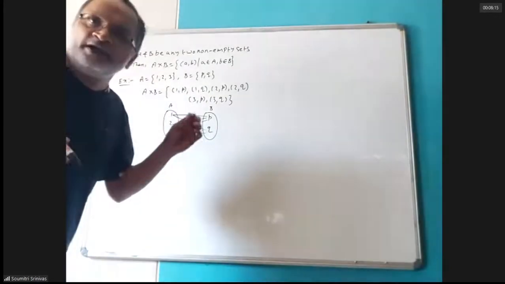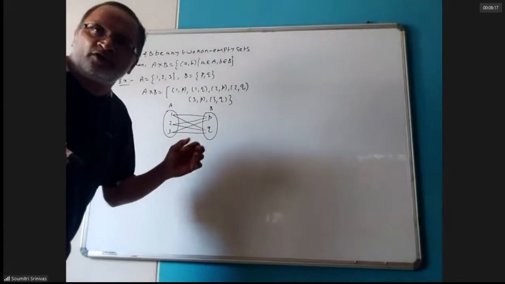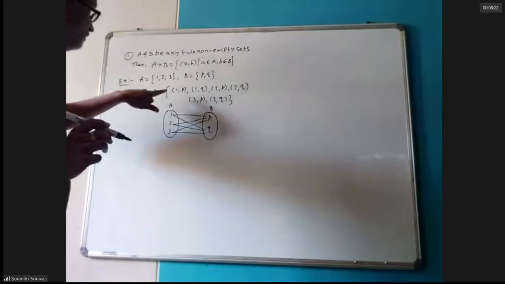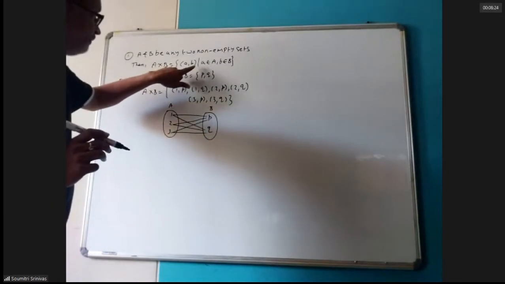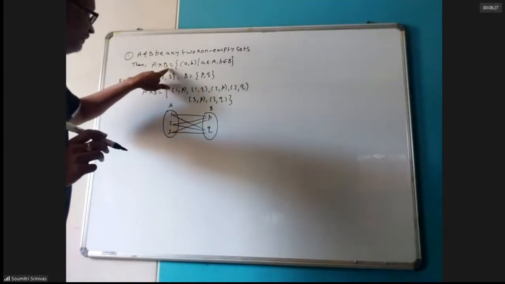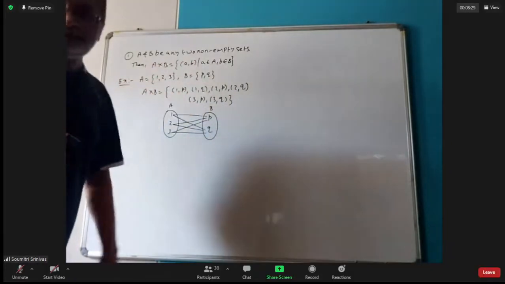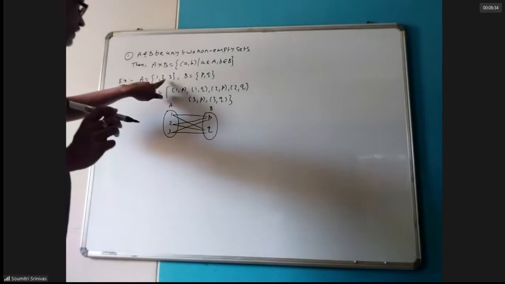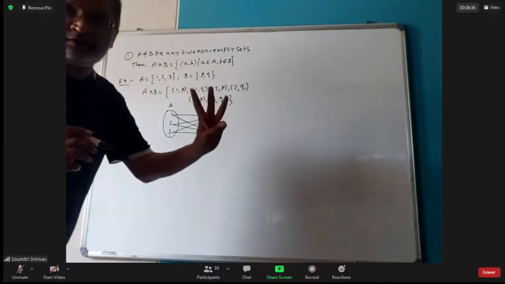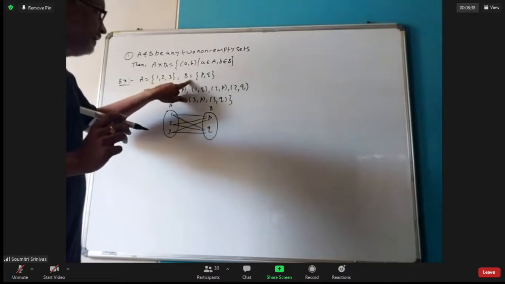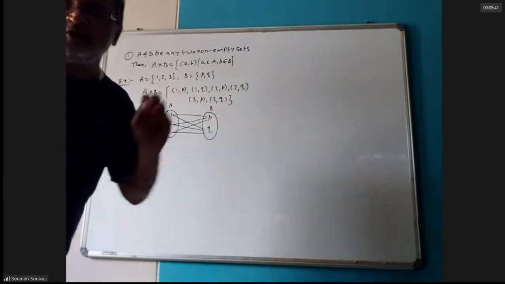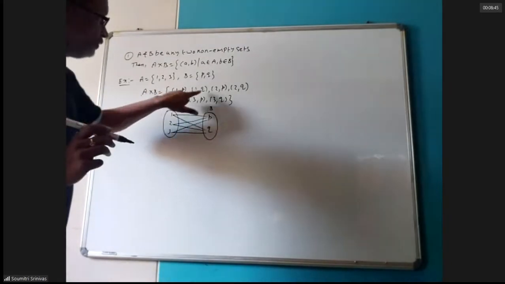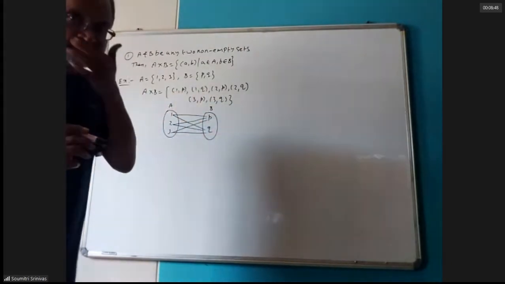So how is A cross B defined? A cross B is defined as the set of all ordered pairs (a, b) such that a belongs to set A, b belongs to set B. Clearly, how many elements are there in set A? 3 elements. How many elements are there in set B? 2 elements. How many elements are there in A cross B? 1, 2, 3, 4, 5, 6.